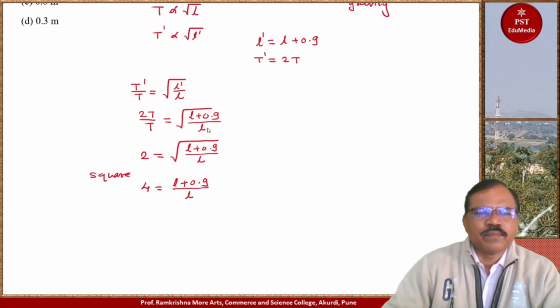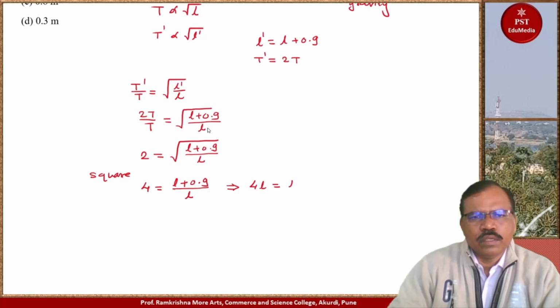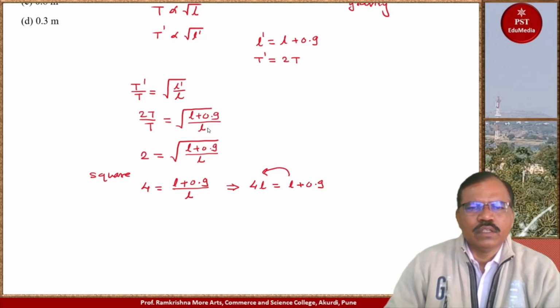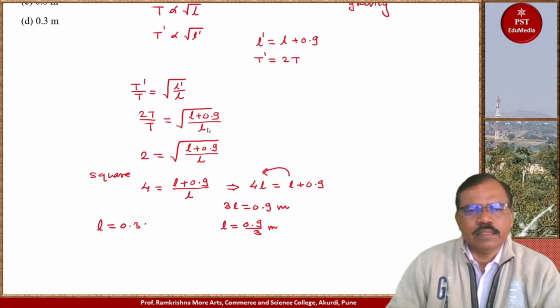So we get 4L is equal to L plus 0.9. Take this L here. We get 4L minus L, that is 3L is equal to 0.9 meter. So what is L? L is equal to 0.9 by 3 meter. So it comes out to be L is equal to 0.3 meter.